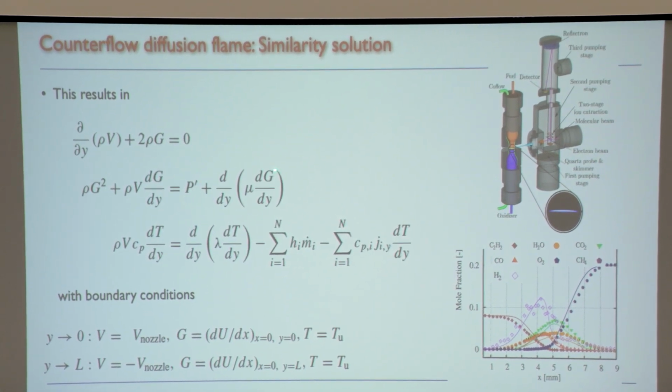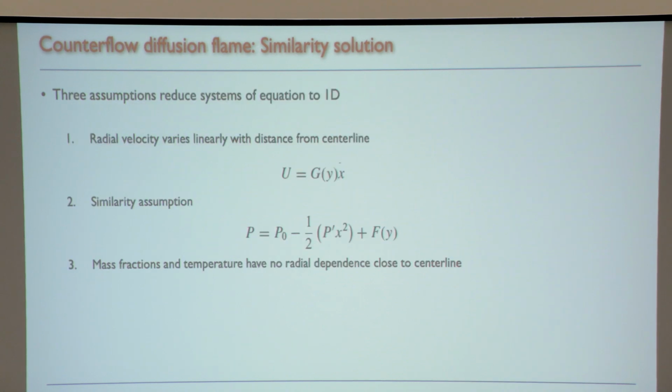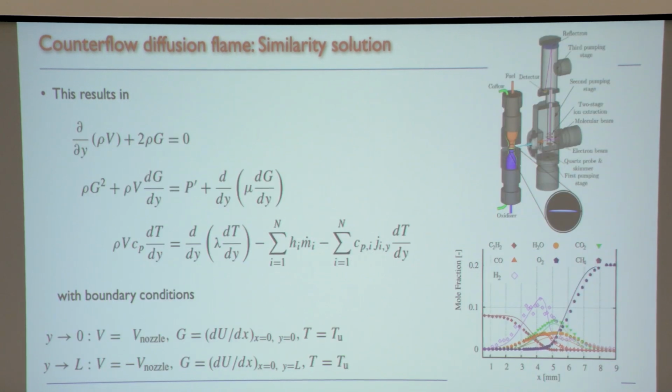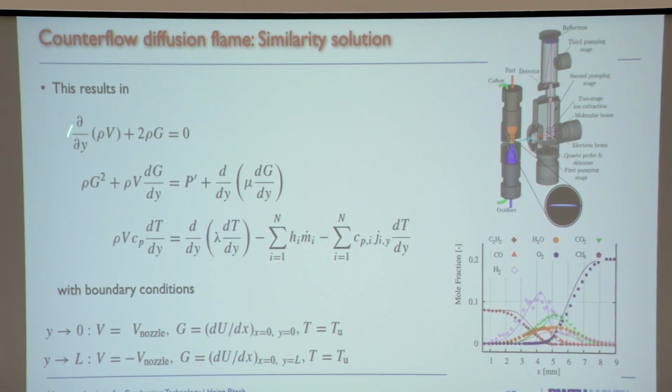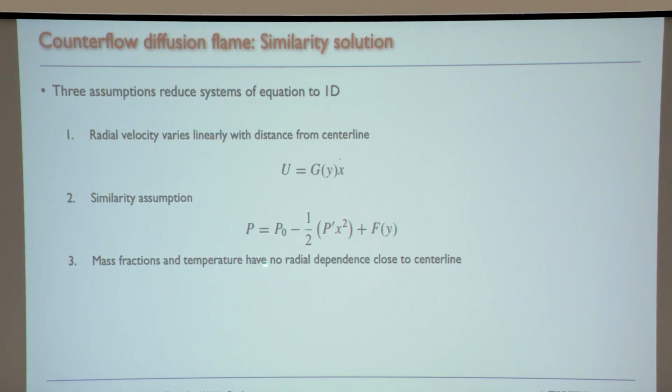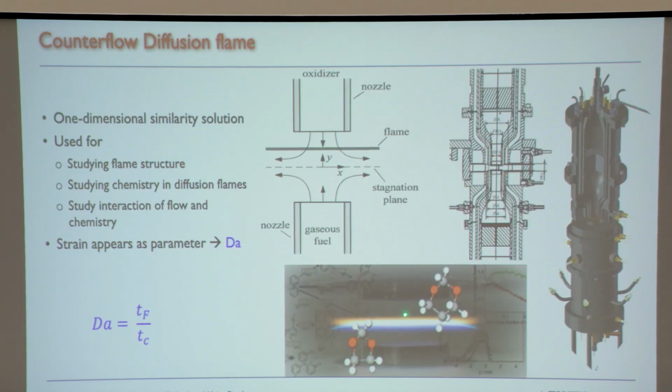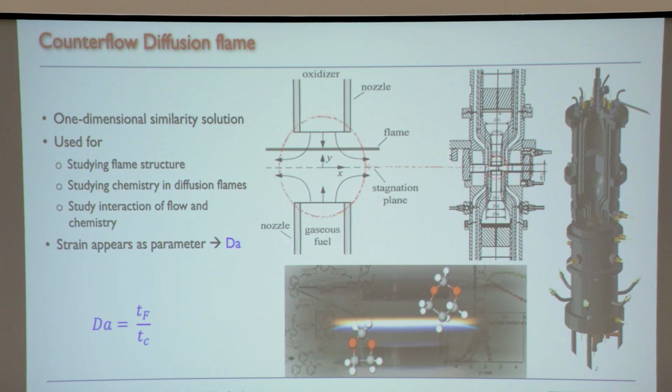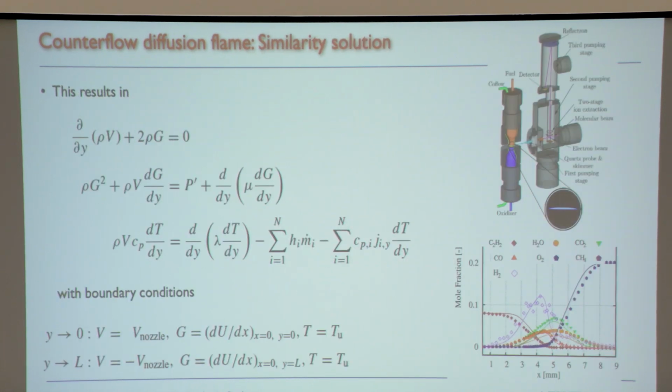And then you have this g. G is a function of y. It's not a function of x anymore, but you could reconstruct. And then, sorry, the third one I forgot. We also assume that mass fraction and temperature have no radial dependence close to the center line, which really means in this direction it should be all the same. And if the nozzles are designed right, these flames are really nice and flat. At least the third one here is well justified.